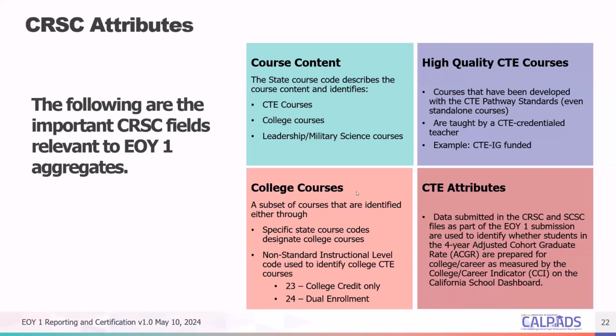College level courses can also be identified based on the non-standard instructional level of 23, indicating college credit only, and 24, indicating dual credit. If you're reporting a college credit CTE course, you would populate the state course code for the appropriate CTE course and populate the non-standard instructional level with either 23 or 24. And we will go over this scenario of reporting a CTE college level course shortly here.